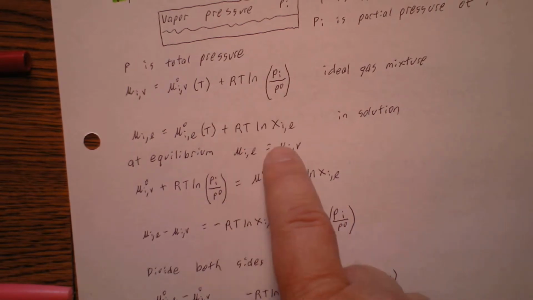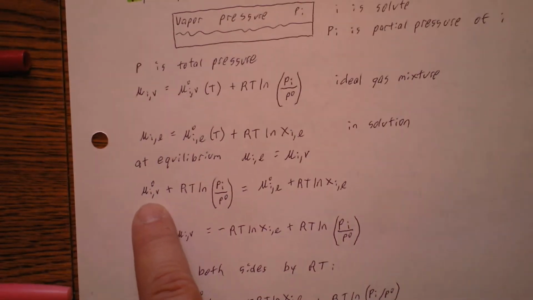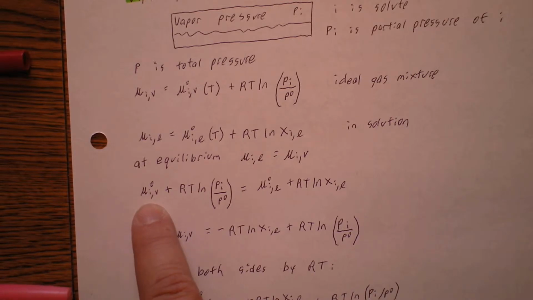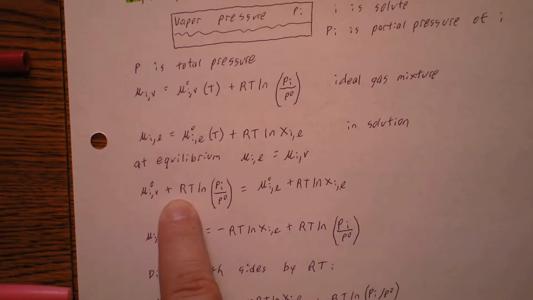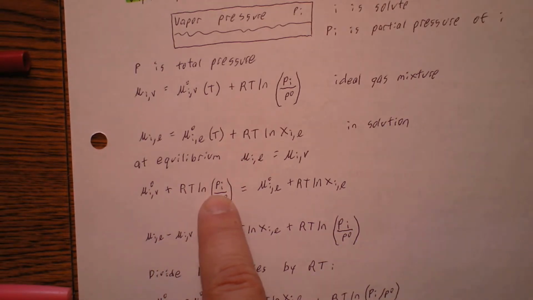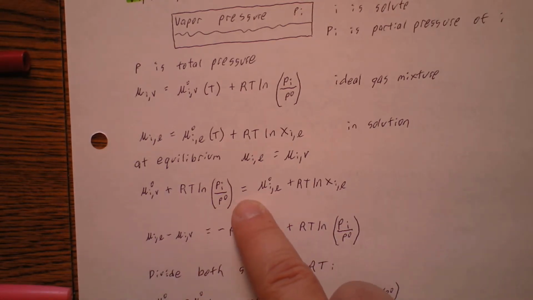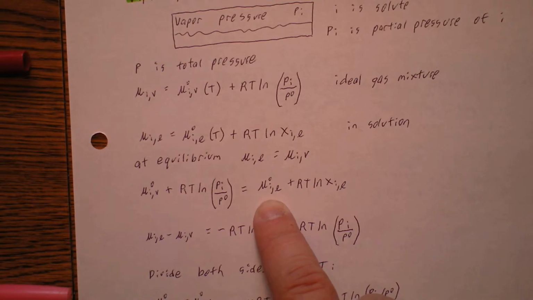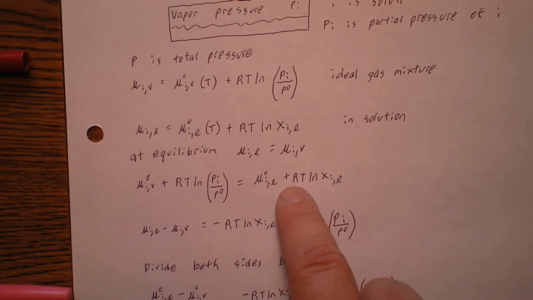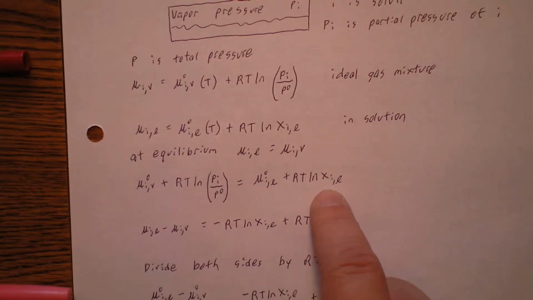So substituting these down here, we end up with the chemical potential of the substance I in the vapor phase at the standard state plus the gas constant R times the absolute temperature times the natural log of the partial pressure of the substance I divided by the standard pressure, and that's equal to the chemical potential of the substance I in the liquid phase at the standard state plus the gas constant R times the temperature times the natural log of the mole fraction of the substance I in the liquid phase.